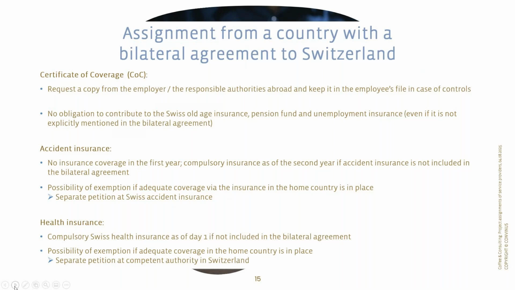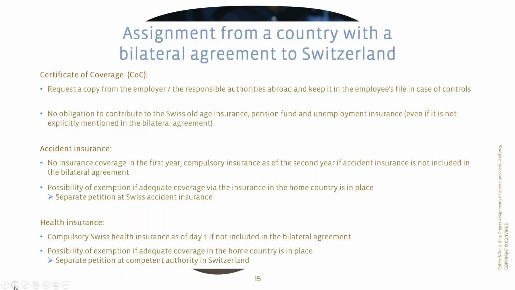Now, there are two things we always have to look at. One is the part about accident insurance. We have to look at the situation specifically if it's not indicated in the agreement between the two countries, as well as the health insurance part, where a separate application has to be filed for the exemption of health insurance. Usually that is not an issue at all if it's an EU member state, and that application only has to be filed in case someone is residing in Switzerland.